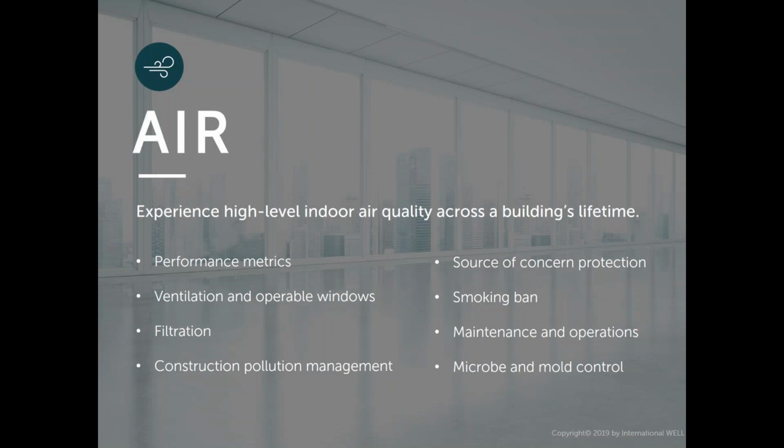To highlight some of the design features within the WELL Building Standard, we already talked about performance metrics. So this is the first feature in the WELL Building Standard, and it is mandatory, as I mentioned, that your building does have to achieve those threshold limits of different air contaminants. There are other features like including operable windows and some of those ventilation strategies we discussed. Then there are features related to filtration, so the air cleaning strategies we mentioned. Construction pollution management is a really big one.